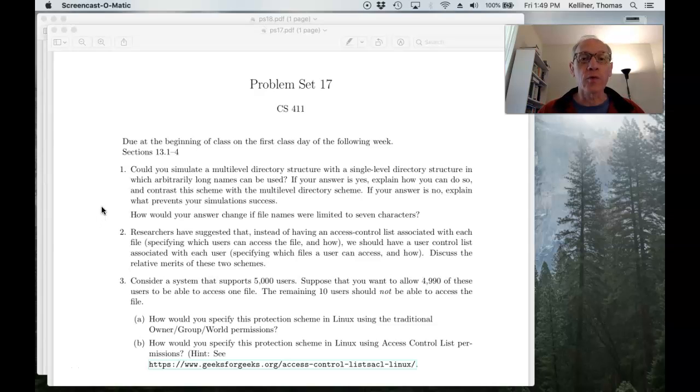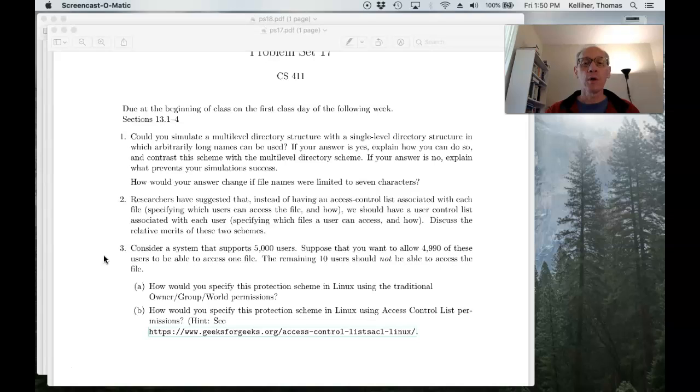By multi-level directory structure, we mean the directory structure that you're used to, where a directory can contain directories as well as files. In a single level directory, each user has just one directory that contains only files. Okay, so I think that's all the background that you'll need for that. Don't forget that there's a second part to this question.